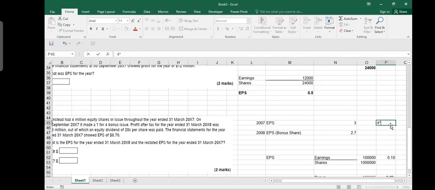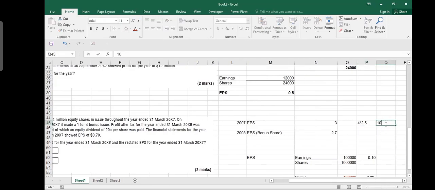Okay, these numbers don't work here. Let me make some numbers which should be multiples. Let me do it like this. Before, you had 4 shares, and on each share you were getting 2.5 as dividend, as earning. So your total earnings were 10. Now you've got 5 shares. On each share, your earning has become $2. Your EPS has gone down, but your total earnings remain the same.